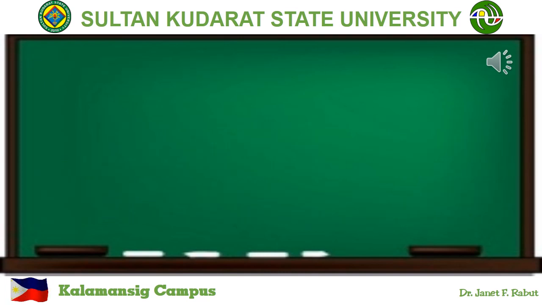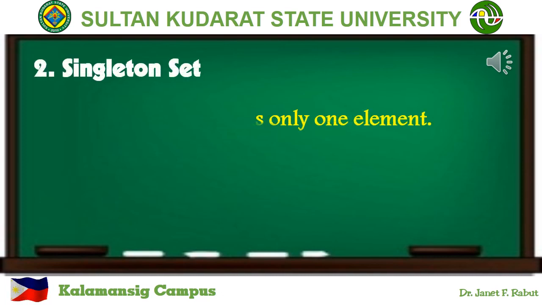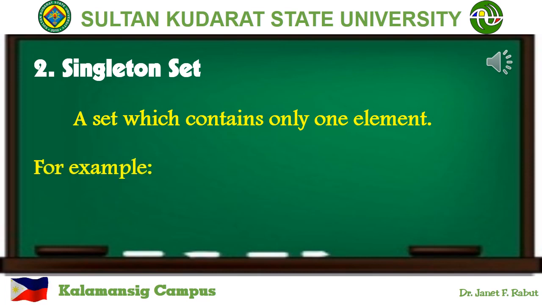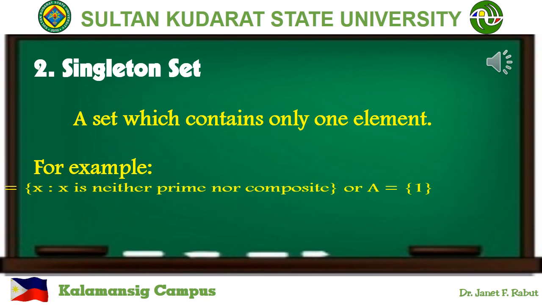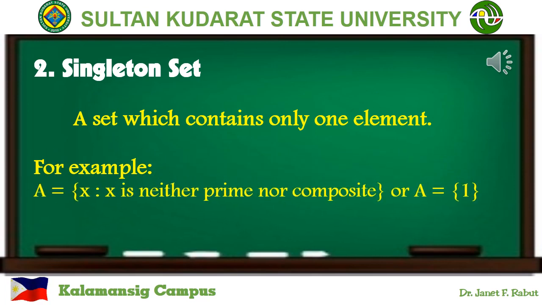The second type of set is a singleton set. When we say singleton, it is a set which contains only one element. For example, A is a set of X such that X is neither prime nor composite. We all know that this restriction will give us only one answer. And what is that number that is neither prime nor composite? That is only 1.